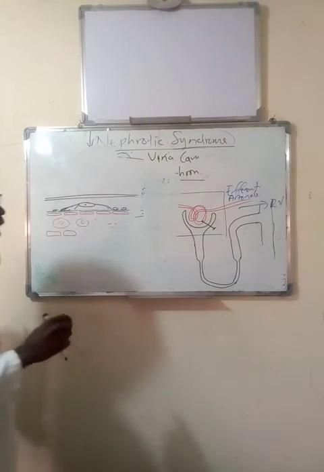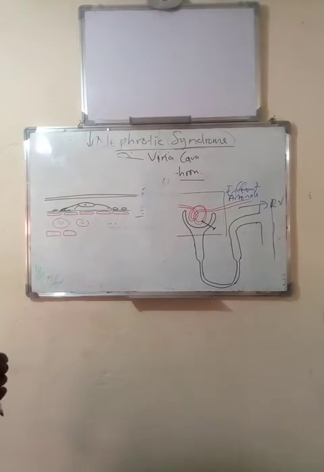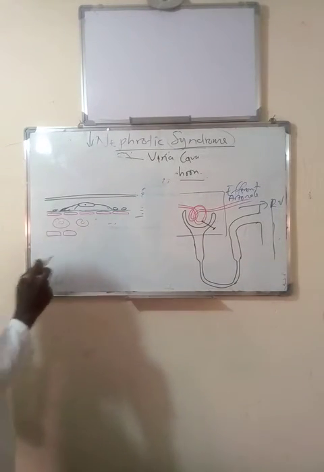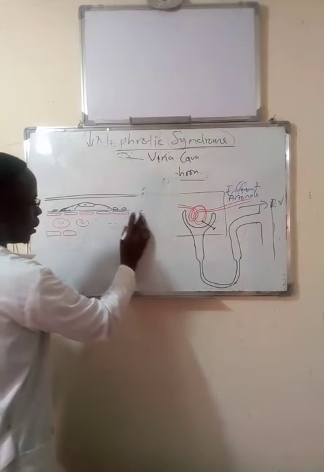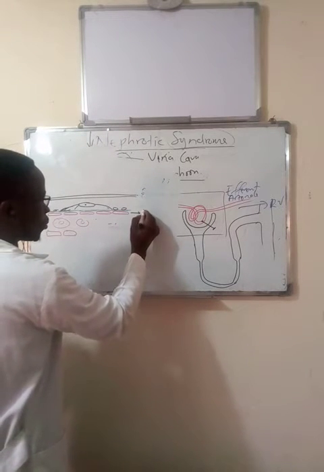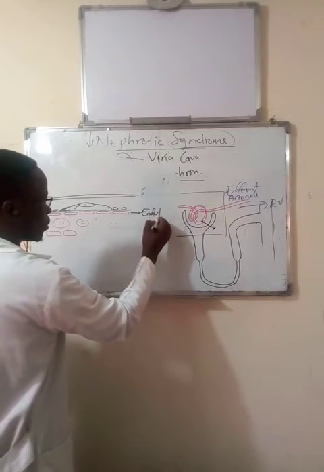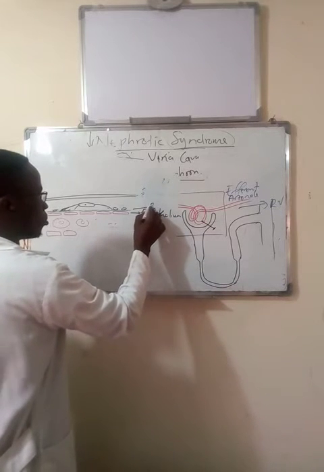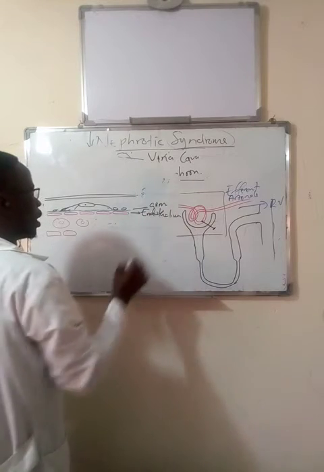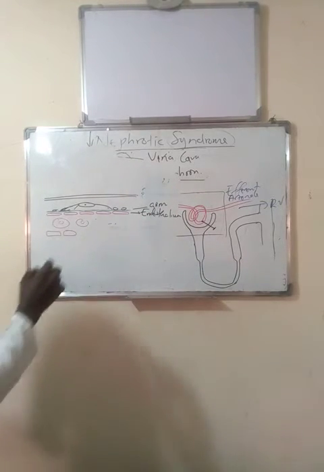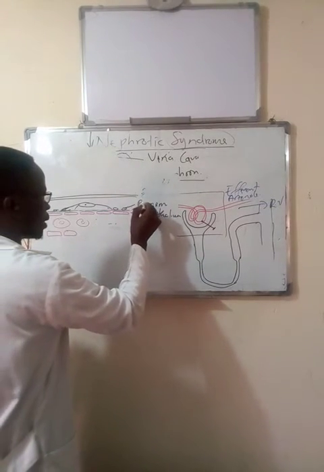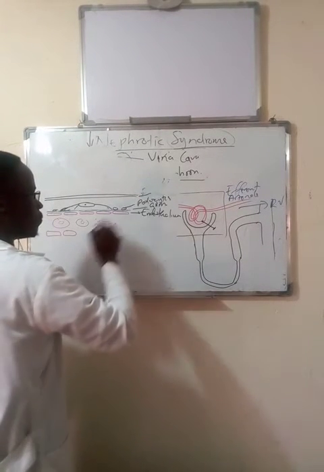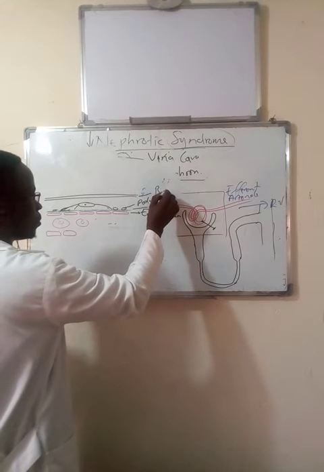So what we are saying is that we have this endothelium, then you have the glomerular basement membrane, the GBM, that's what it is called. Then we have the podocytes, and then we have the Bowman's capsule.